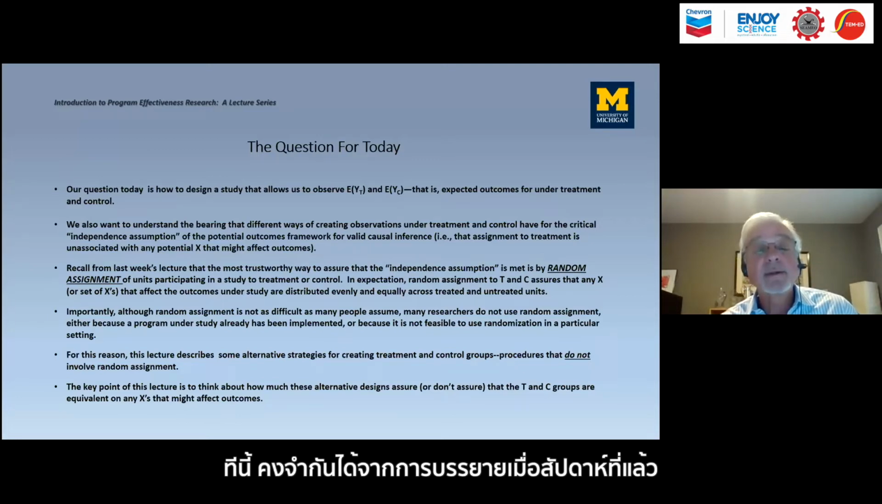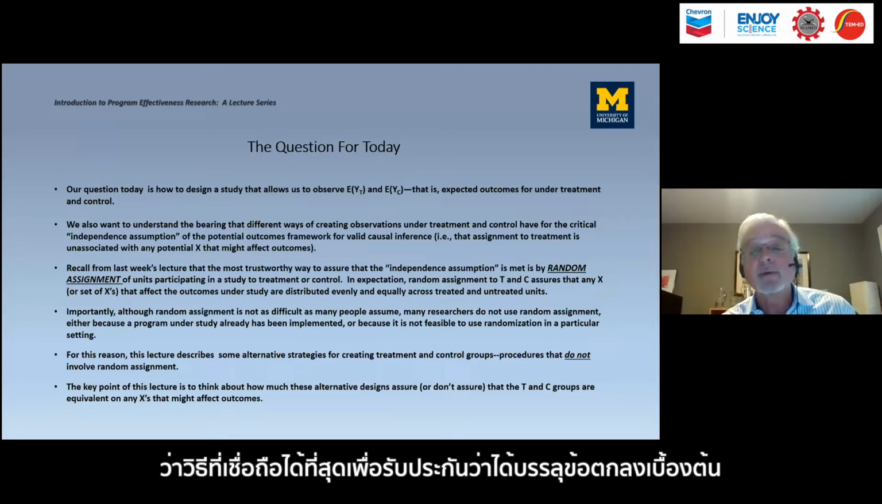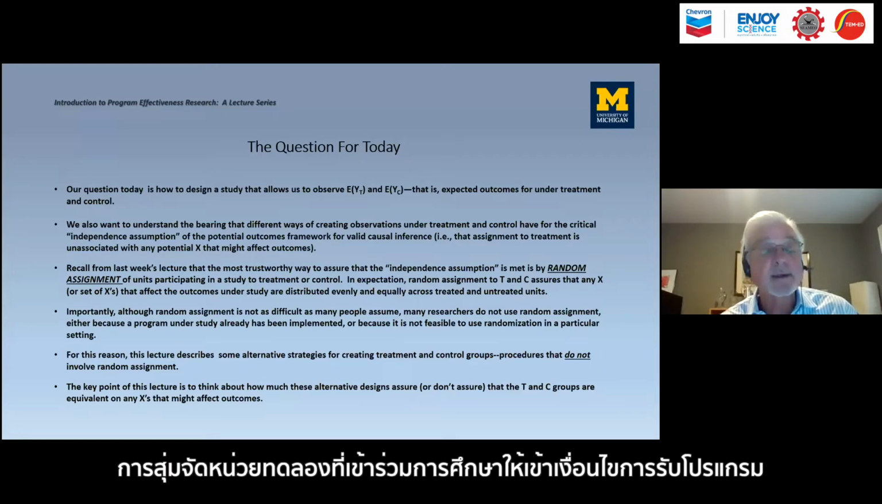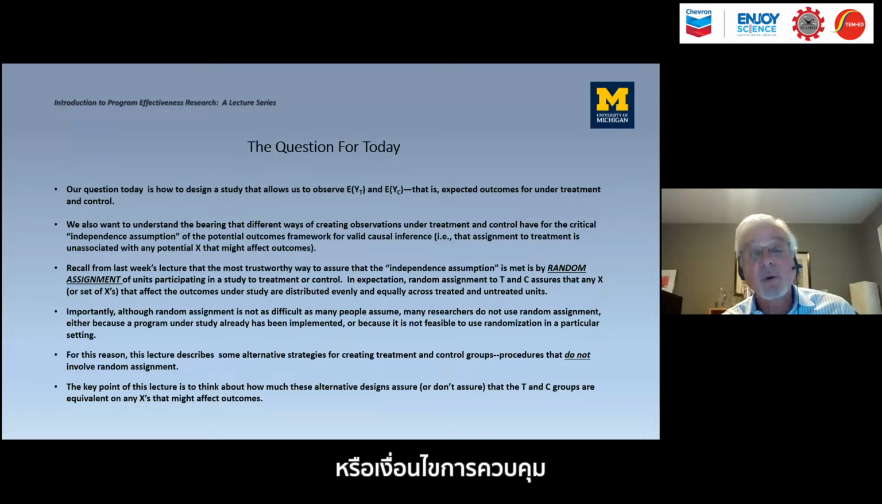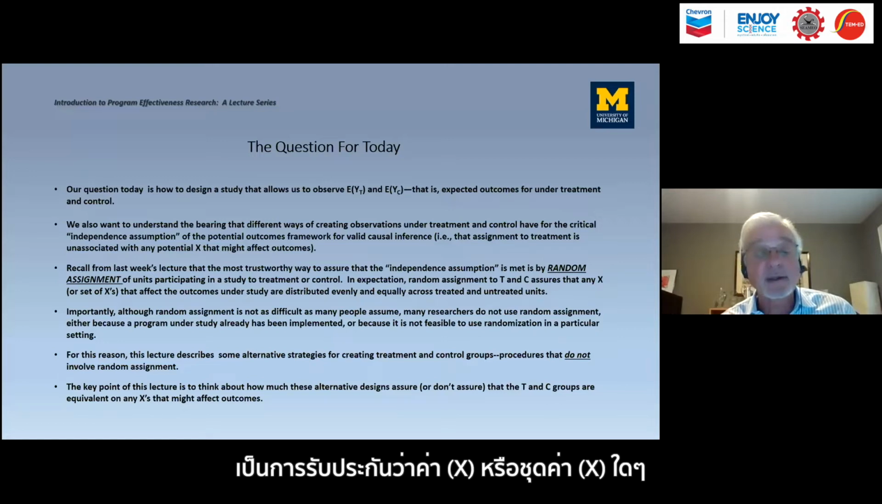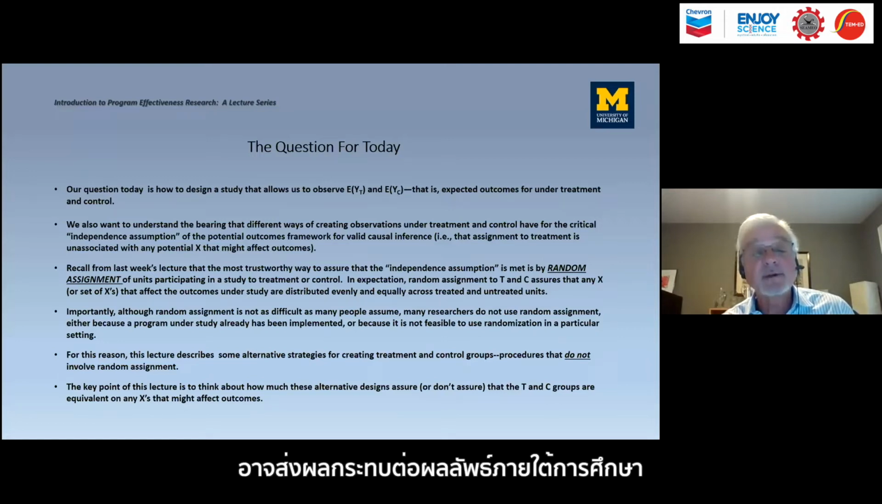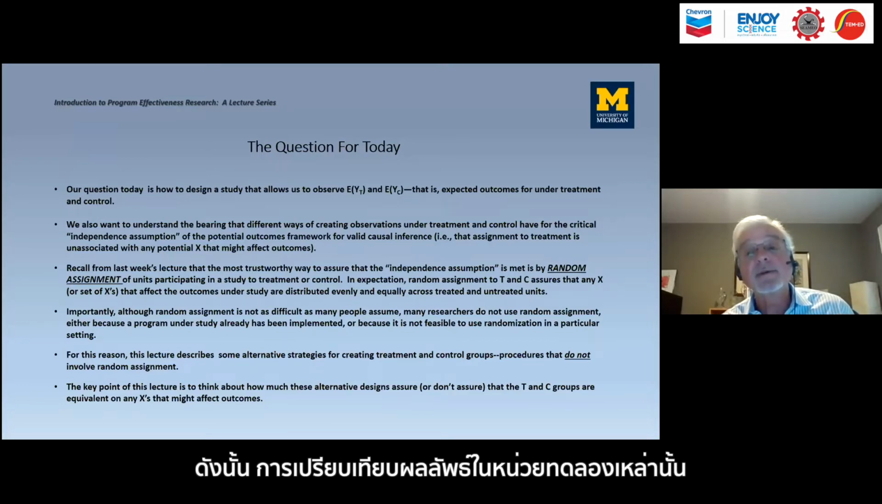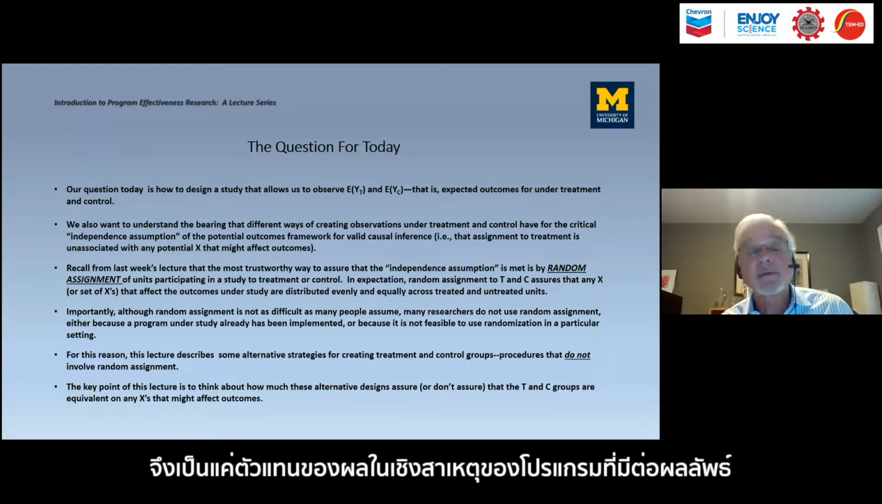Now, recall from last week's lecture that the most trustworthy way to assure that the independence assumption is met in some study is by random assignment of units participating in a study to either the treatment or control condition. That's because in expectation, random assignment to treatment and control assures that any X or set of X's that might affect the outcomes under study are distributed evenly and equally across treated and untreated units so that the comparison in outcomes across those units is simply representative of the causal effect of the treatment on the outcomes.